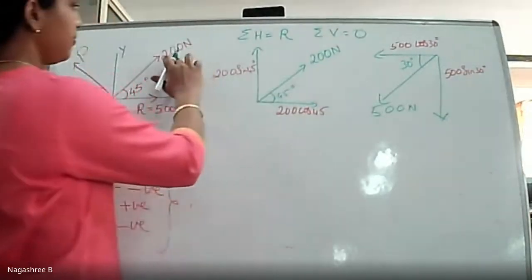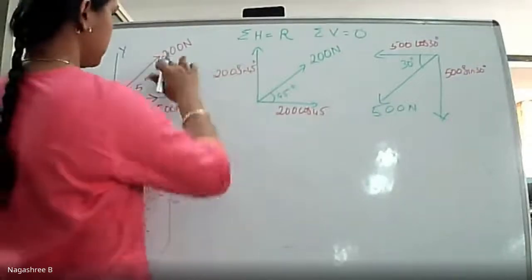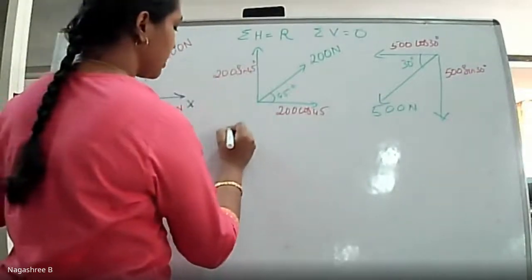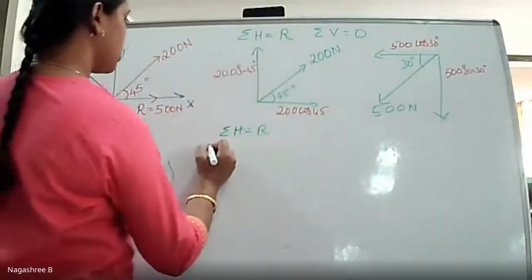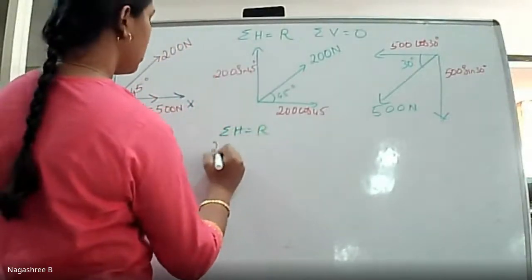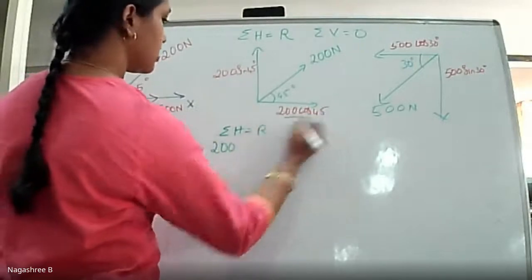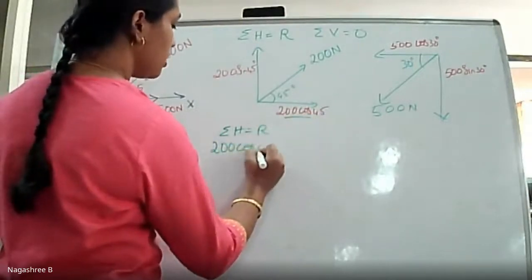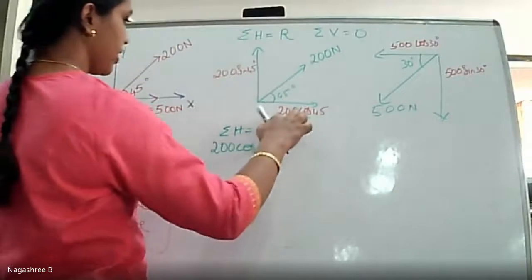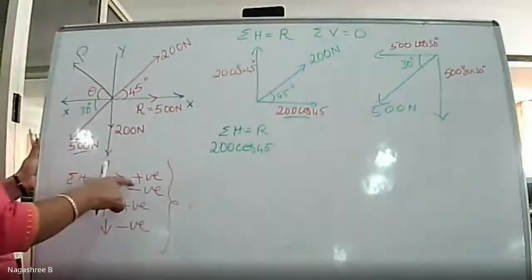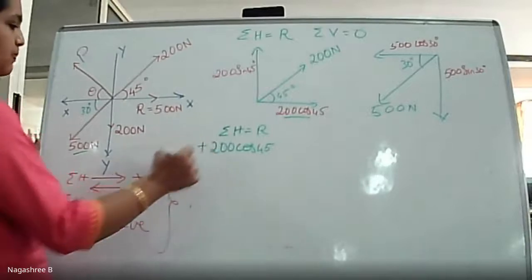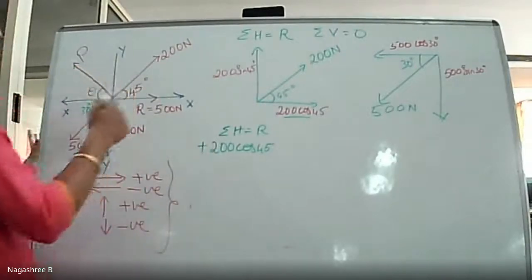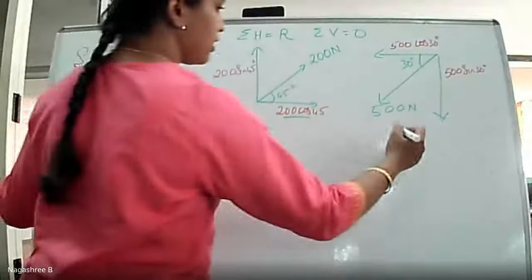Starting from the force 200, sigma h should be equal to r first of all. Here sigma h is 200 cos 45, and it is in the right side direction, so as per my sign convention, it is positive. So it is plus.